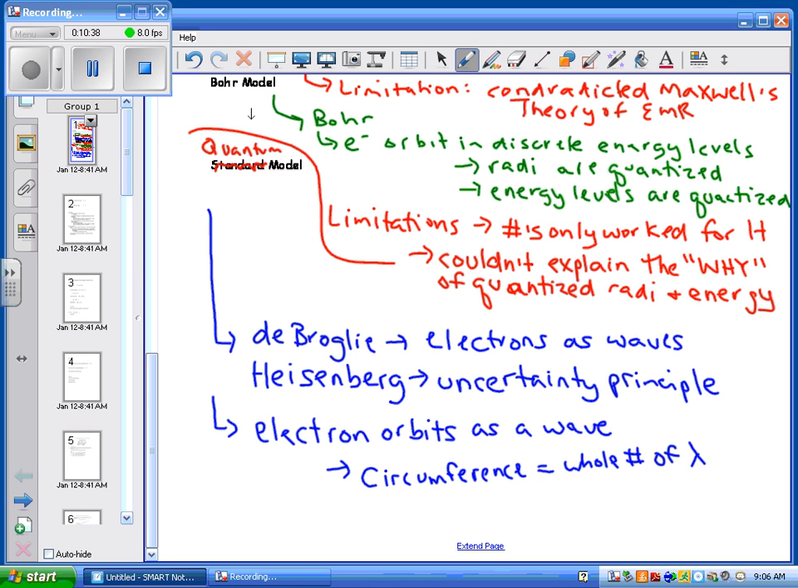And the uncertainty principle just says that you can't know the position and velocity at the same time. Knowing one changes the other.